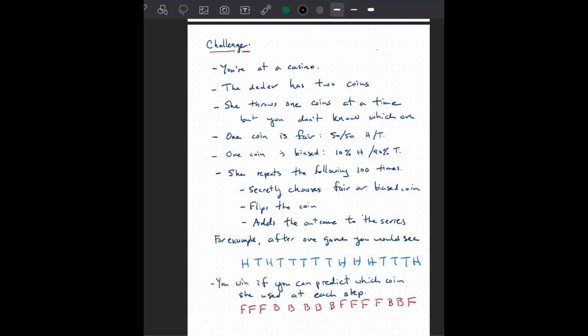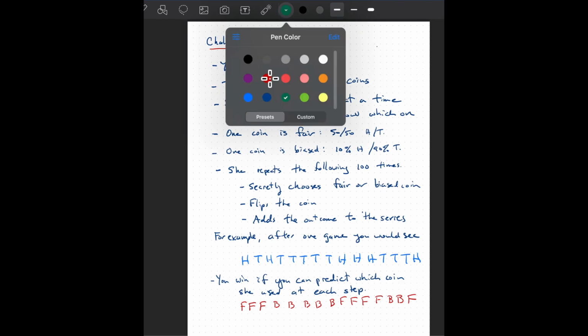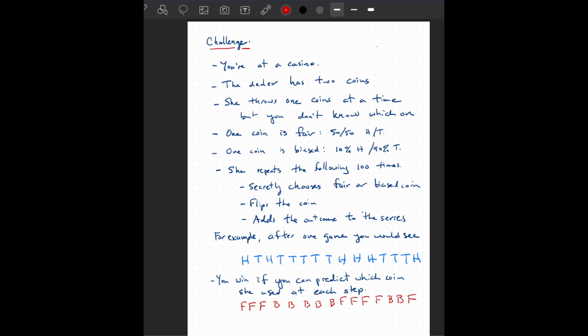So here's a challenge to understand how hidden Markov models can be used and why they're important. Imagine you're at a casino, and the dealer has 2 coins, 2-sided coins, not like 4, 8, 10, etc. The dealer throws 1 coin at a time, but you don't know which one.